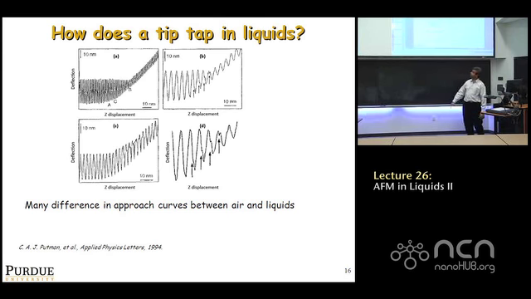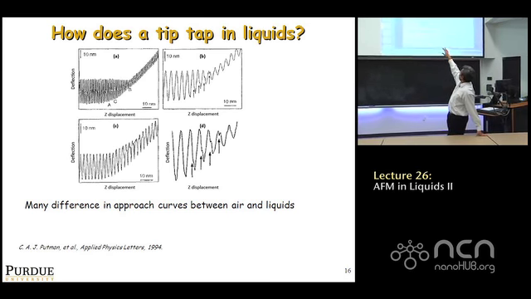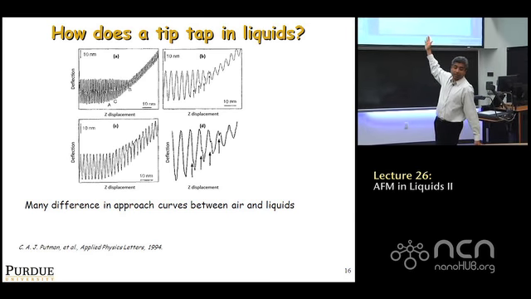What is the waveform? What is plotted on the top left is the oscillation waveform as one is approaching a sample. The first thing you notice is that at point A, the amplitude starts changing due to interactions. This is a very famous paper by Putman, one of the first ones that really did dynamic AFM in liquids. The amplitude starts decreasing, and the decrease is not symmetric. The top part of the envelope doesn't change too much, while the bottom starts changing.